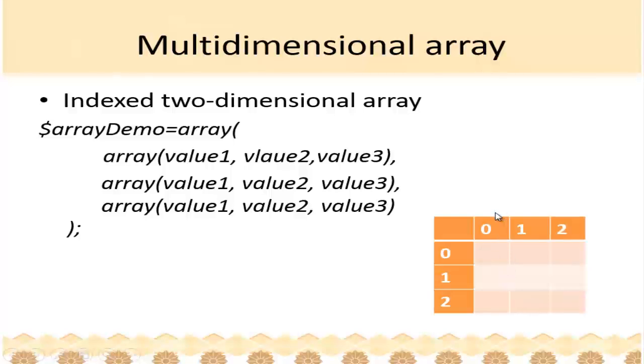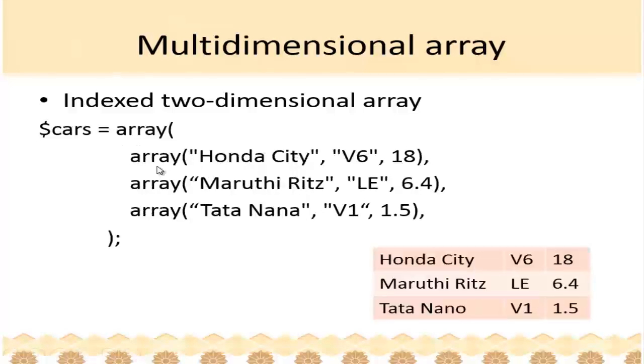So it is actually a tabular format. If I want to get the first row, I will have to say the array demo of 0th index. It's going to give me this array. If I want to get an element within this array, then I have to individually index them. So this will be 0th index for this element, first index for this element, and the second index for this element. So it's a tabular format. You can think of using it.